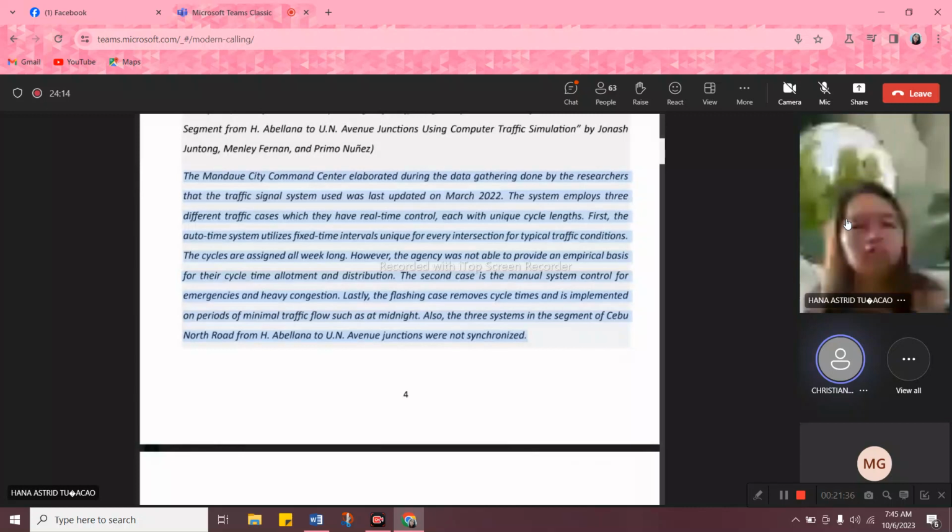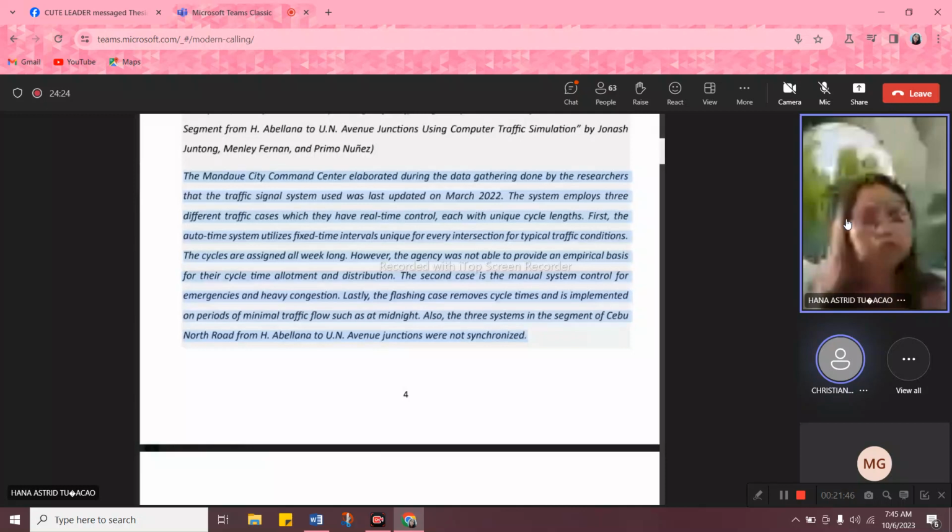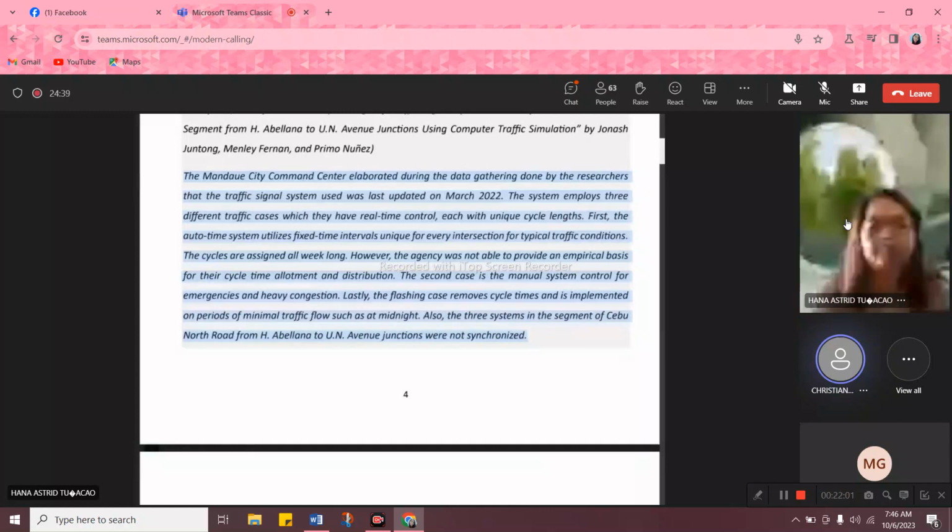However, the agency was not able to provide an empirical basis for their cycle time allotment and distribution. The second case is the manual system control for emergencies and heavy congestion. Lastly, the flashing case removes cycle times and is implemented on periods of minimal traffic flow, such as at midnight. Also, the 3 systems in the segment of Cebu North Road from H. Abellana to UN Avenue junctions were not synchronized.